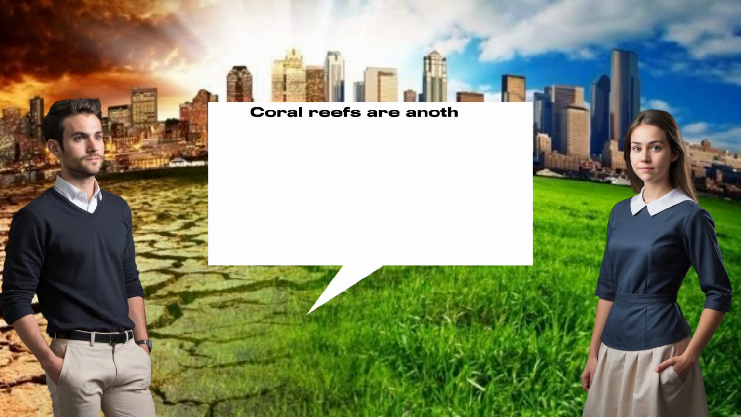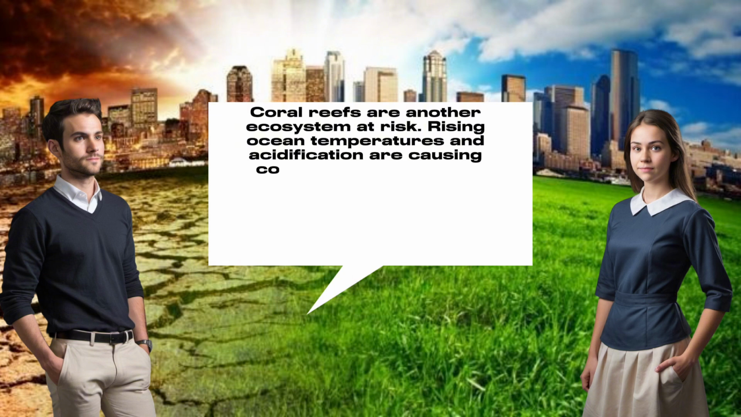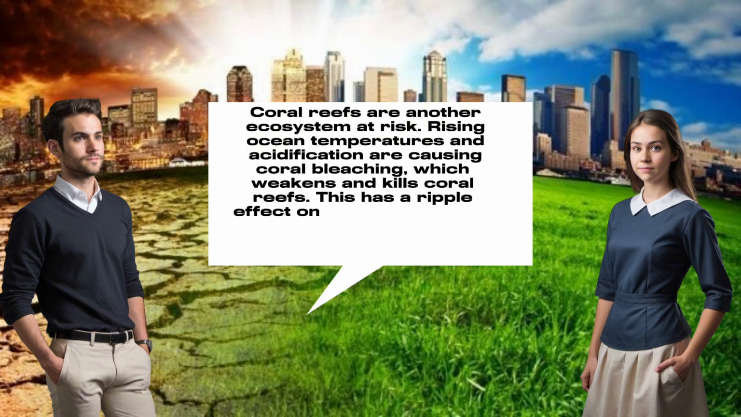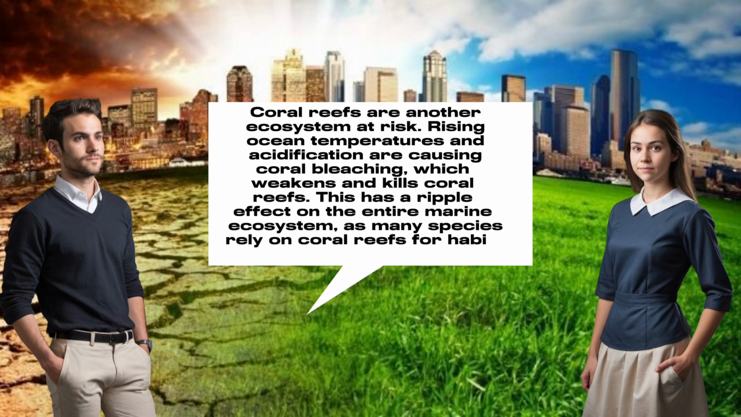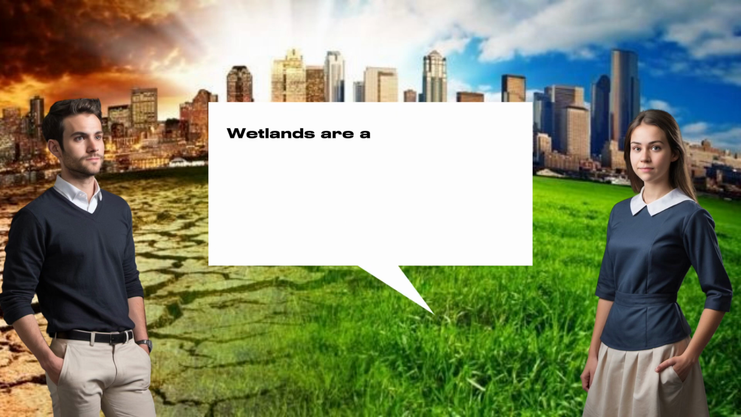Coral reefs are another ecosystem at risk. Rising ocean temperatures and acidification are causing coral bleaching, which weakens and kills coral reefs. This has a ripple effect on the entire marine ecosystem, as many species rely on coral reefs for habitat and food. Wetlands are also vulnerable to climate change.